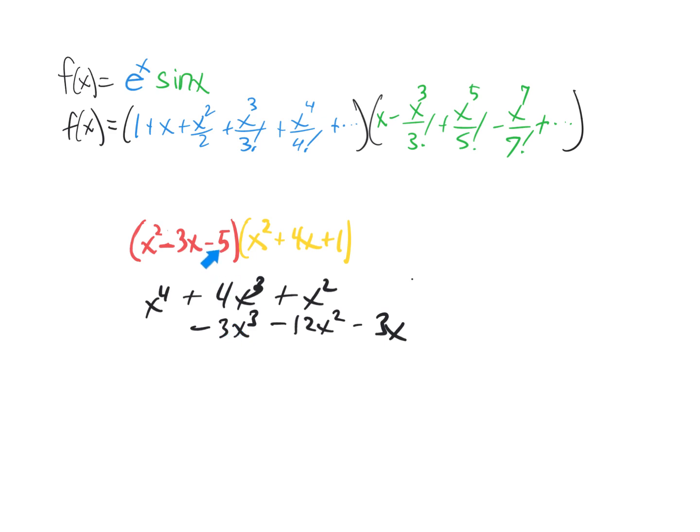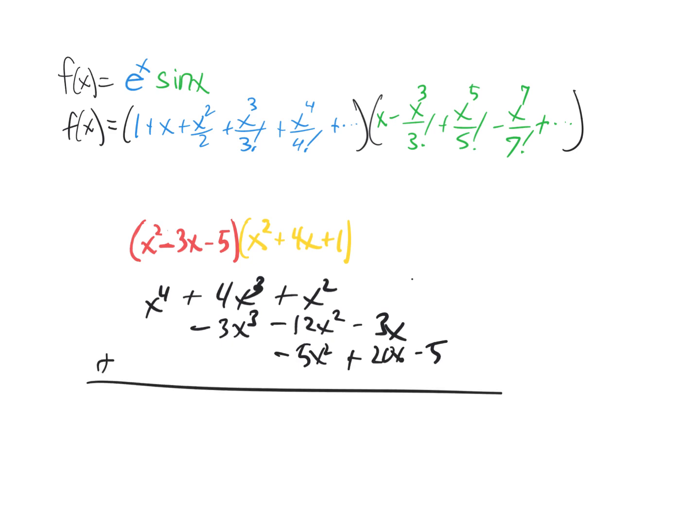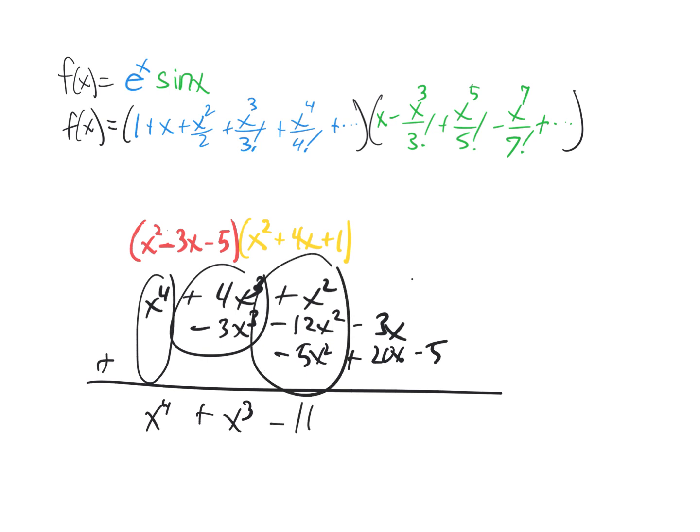And then the negative 5 times all the yellow terms, that gives us a negative 5x squared plus 20x minus 5. Now we can combine our like terms, which are nicely aligned: x to the 4th plus x cubed minus 16x squared plus 17x minus 5.